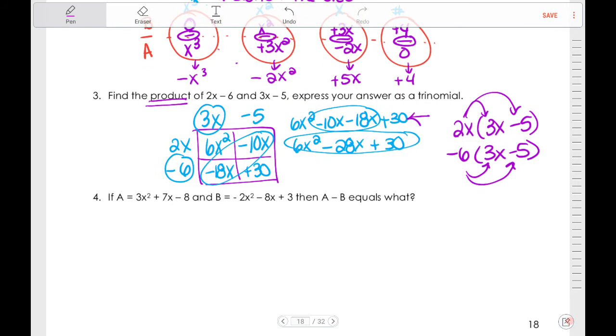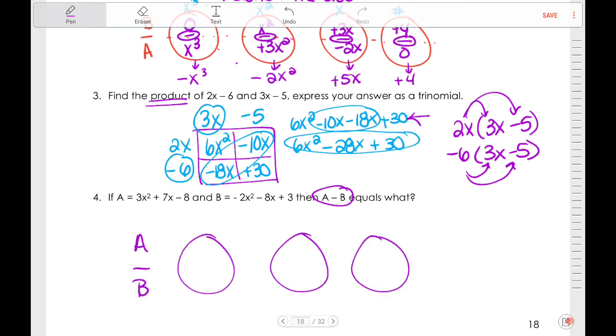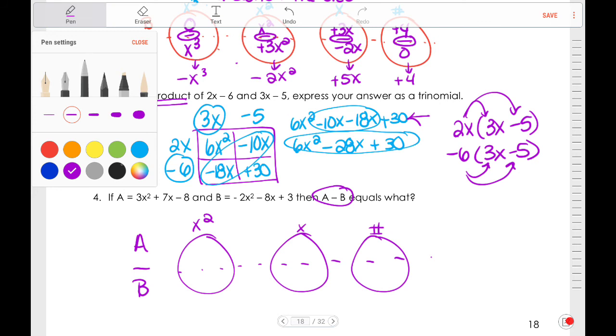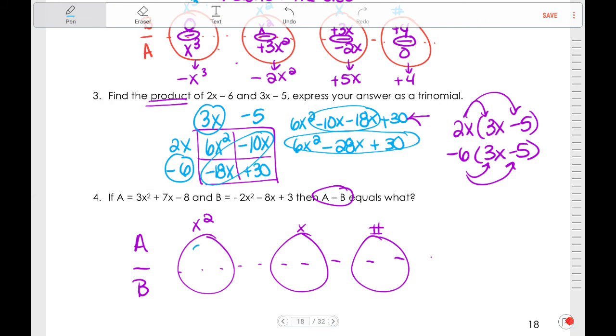Okay. Now, last but not least, I'm doing A take away B. So A take away B, when I set up my bubbles, x squared, x, number. So my A is going to be 3x squared plus 7x minus 8. And my B. And I need to make sure to give the minus sign to all of them.